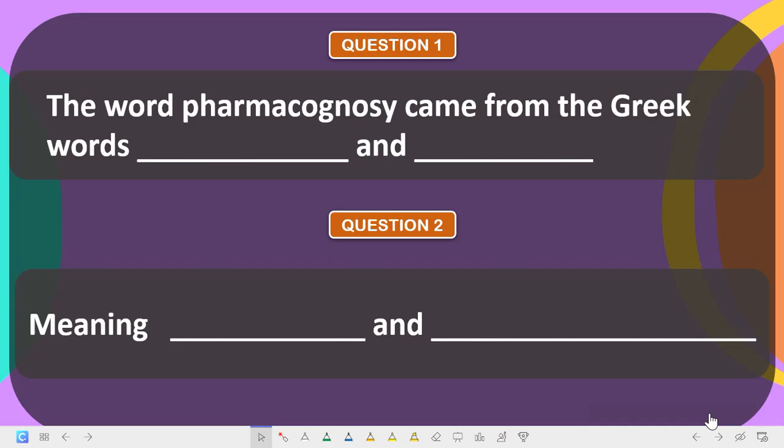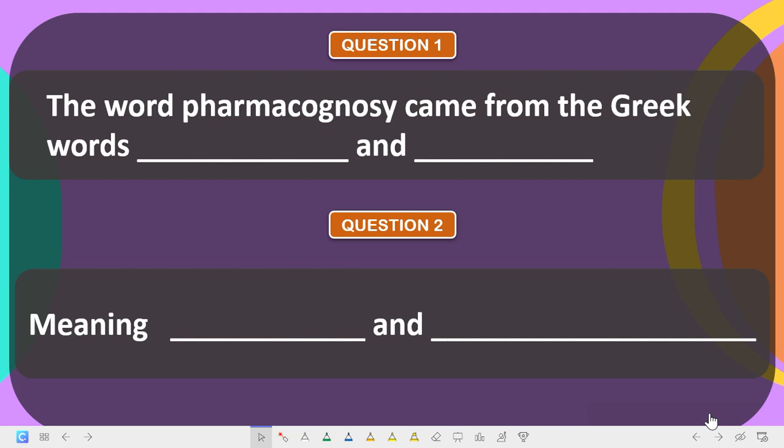Hello guys, let's talk about drugs of biological origin and the concept of pharmacognosis. Now, I'm going to answer questions from my notes. So I just brought out these subjective questions from my notes and I'm going to provide solutions to them.